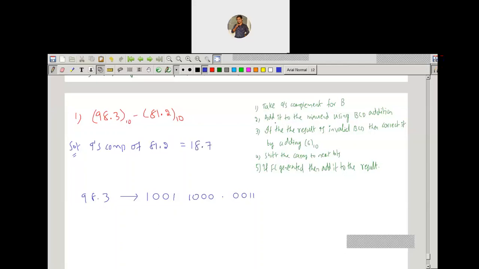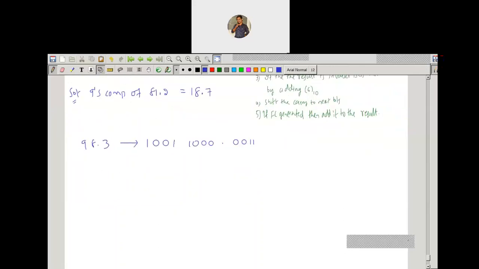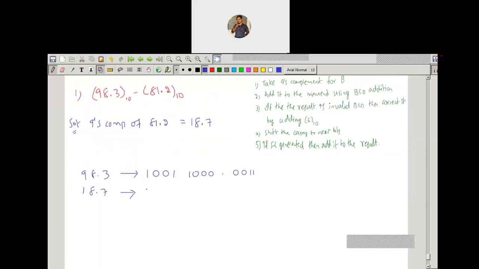Add it to the minuend using BCD addition. That is, you have to write every digit in BCD form. The 9's complement of 81.2 is 18.7, so add it to the minuend in BCD. Second step: let us write in BCD form: 0001, and 8 is 1000, and 7 is what? 0111. Right? Now we'll do the BCD addition here.